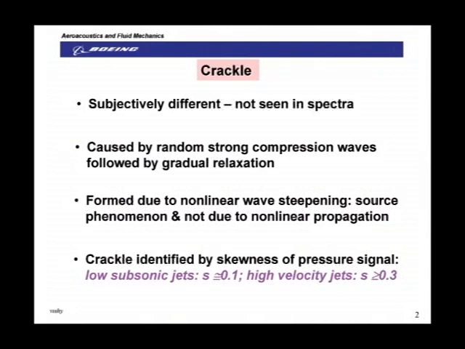Now, they also developed a criterion for identifying crackle. That is by looking at the skewness of the time signal rather than at the spectral measurements. For low subsonic jets, the skewness values are found to be much below 0.1, whereas for cracking jets at higher velocities, it was always greater than 0.3, and values as high as 1 or 1.5 are measured close to the jet for the Concorde engine.